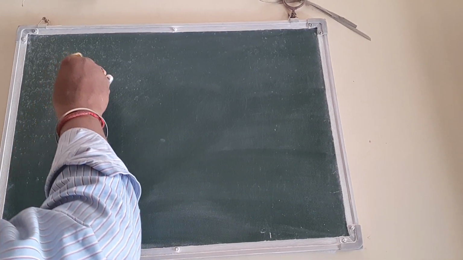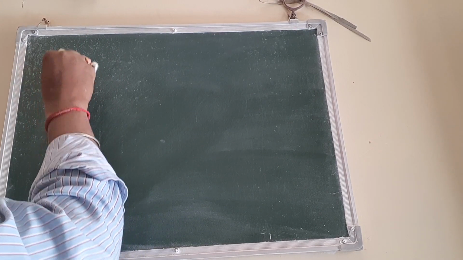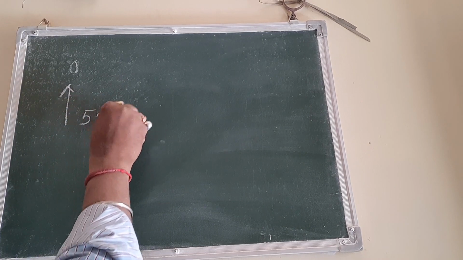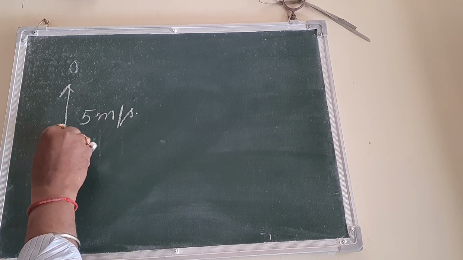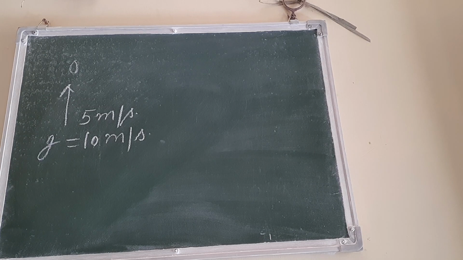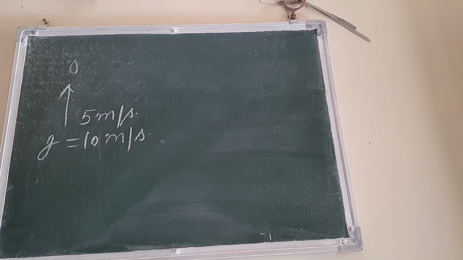A ball is thrown upward with a velocity of 5 meters per second. When the gravity is 10 meters per second square, find the maximum height that is attained by the ball. Also find the time to reach it.